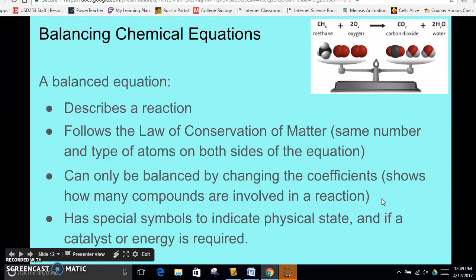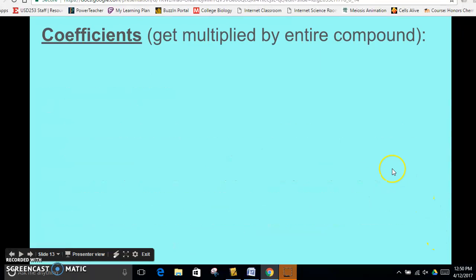So we have special symbols to indicate the physical state, as well as if a catalyst is required. You might see the physical state listed after, like for a solid, liquid, or a gas, or if a catalyst is required, you might see it written on the line for that chemical reaction.